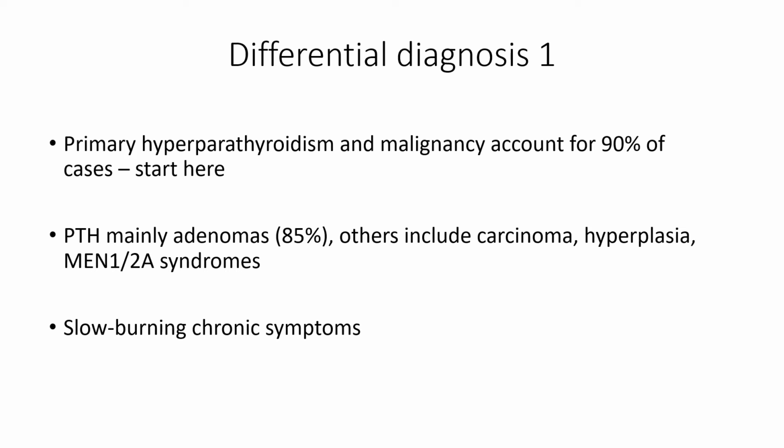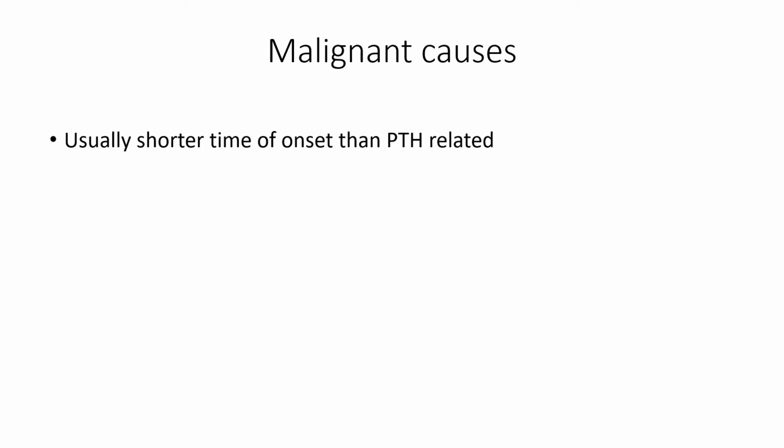With the PTH-related diagnoses, especially the adenomas, it's often a more slow-burning syndrome. So the symptoms will appear over months and will be less severe. The patients seem to tolerate them better, probably because of the chronic nature. So malignant causes tend to occur a lot more rapidly, so a shorter time of onset, and because of that acuity, the symptoms are often more severe.